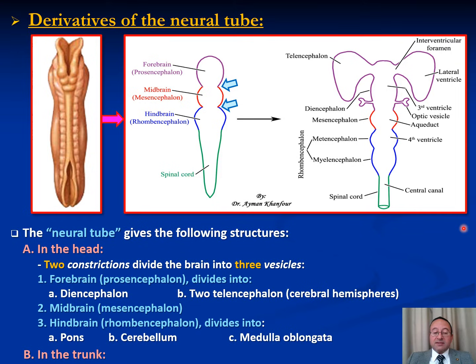The third part is called hindbrain or rhombencephalon. It gives rise to the pons, cerebellum, and medulla. Pons, cerebellum, and medulla. The remaining part of the neural tube, which lies in the trunk, will form the spinal cord.